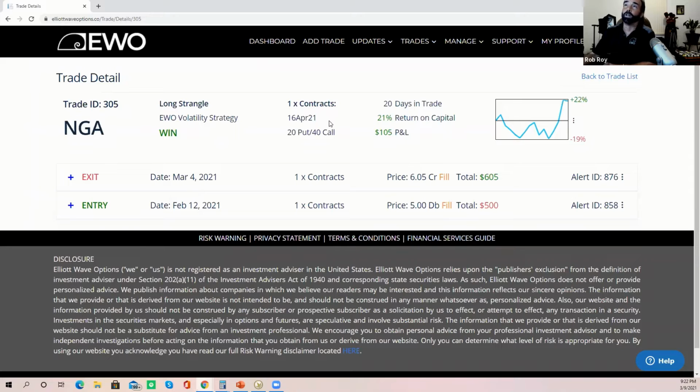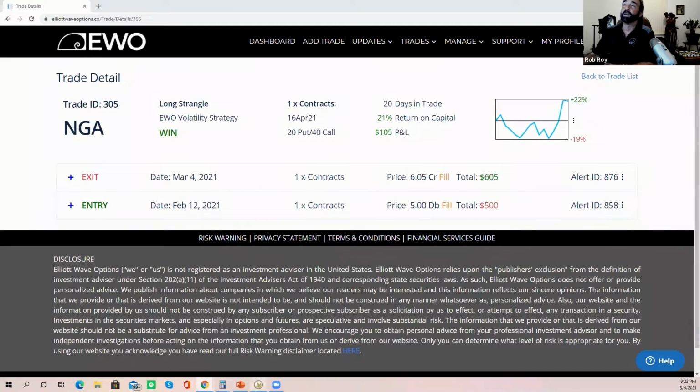Did we win or lose on the position? How many contracts did we do? What strikes were they? What month? How many days in the trade? What was our return? And then the dollar amount. And then the day-to-day mark-to-market graph, which shows you what occurred every single day. We're as transparent as you can possibly be with our alert service.